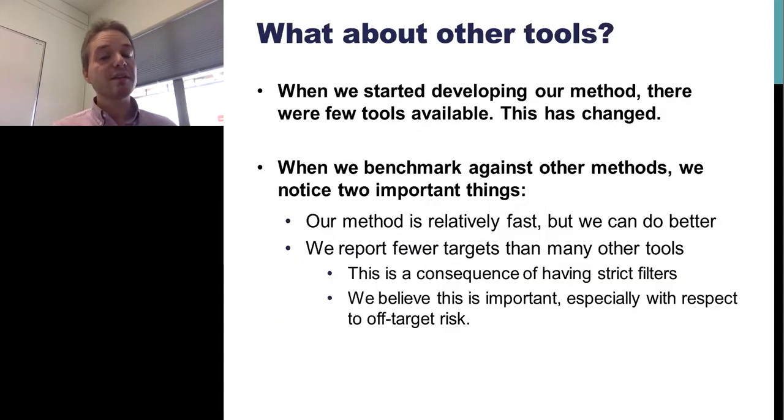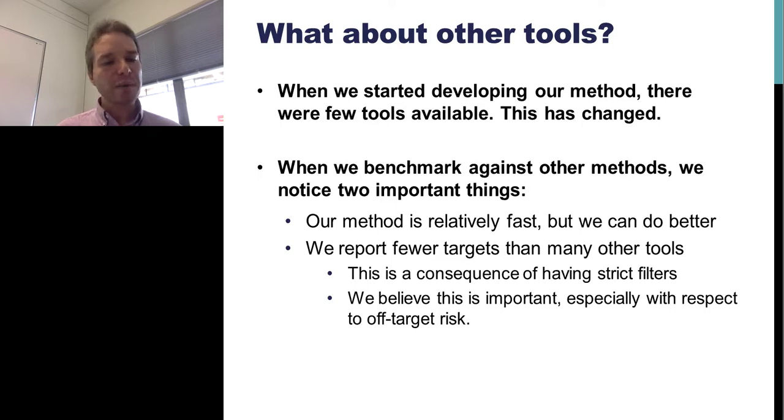Of course, when we started developing our method, the reason why we had to develop our method was that there weren't so many tools that we could use. But since then, that has changed. Many people got interested in the bioinformatics side of CRISPR. And so we recently started comparing our method against other methods that are now available. And what we found is that our method is relatively fast. And I'll get back to that in a second, but there are some tools that are still faster than what we're doing, and so we want to try to see how we can improve our method.